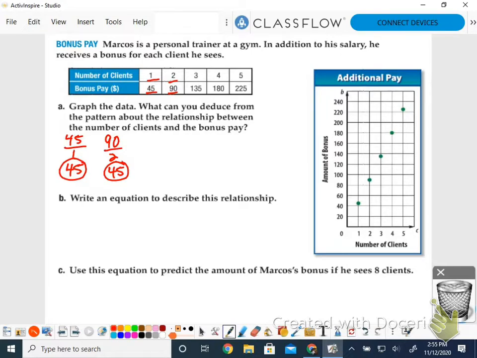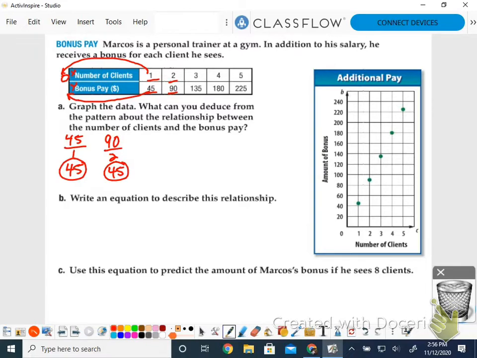And again, we need to check, is this going to go through the origin? So let's go backwards again. My X row, XY, my X row goes 1, 2, 3, 4, 5. So again, before 1 would have to be 0. 0, 1, 2, 3, 4, 5. The bonus pay goes 45, 90, 135, 180, 225. So the common difference there, if you take a second to figure it out, is plus 45. You're adding 45 every time.